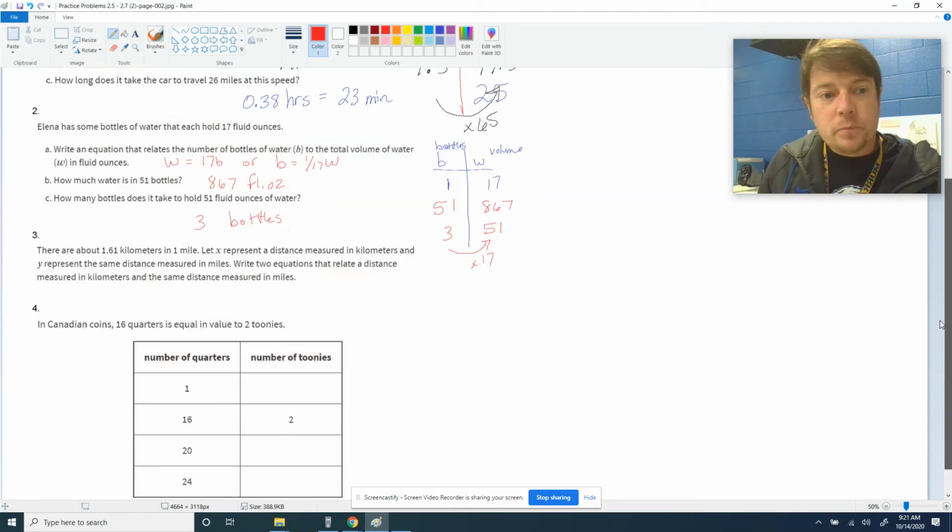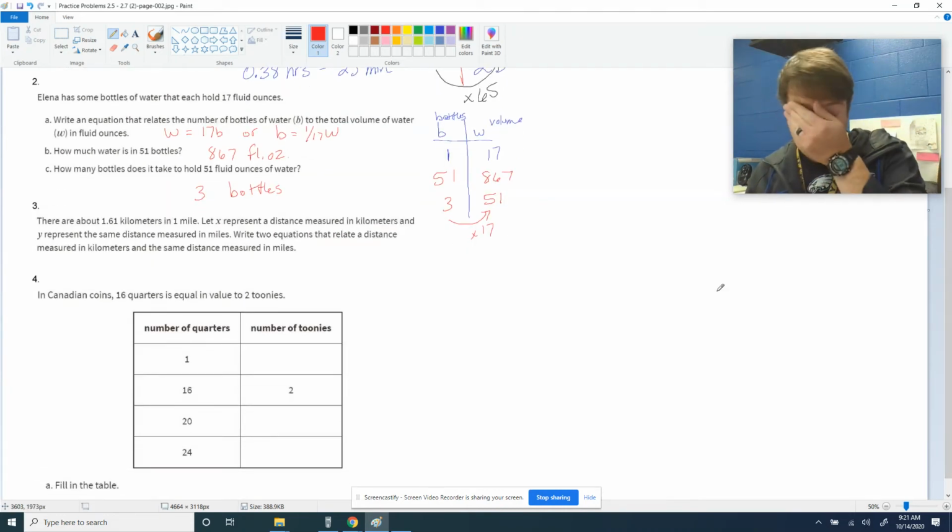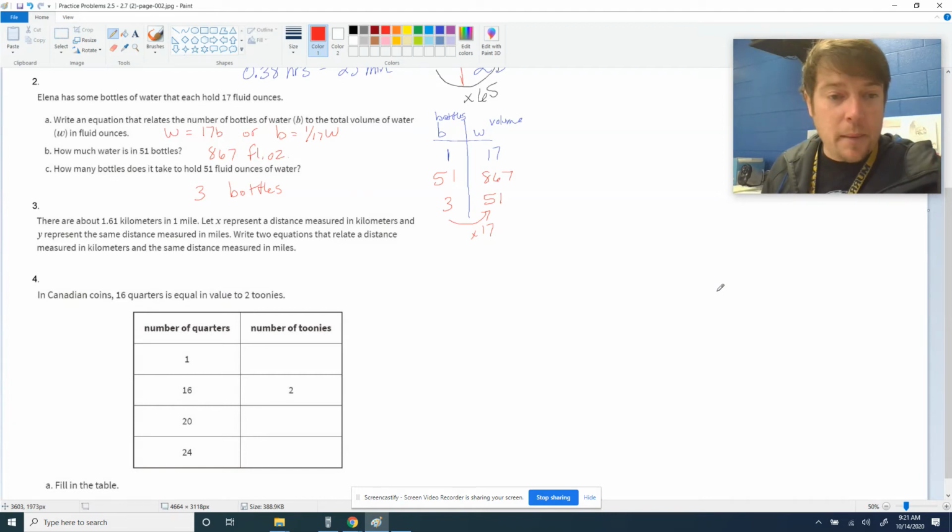Number 3. There are about 1.61 kilometers in a mile. So obviously we're going to have a relationship here. Let's go ahead and set up a table for this one. Let X represent distance in kilometers, and let Y be miles. It says 1.61 kilometers is the same as 1 mile.